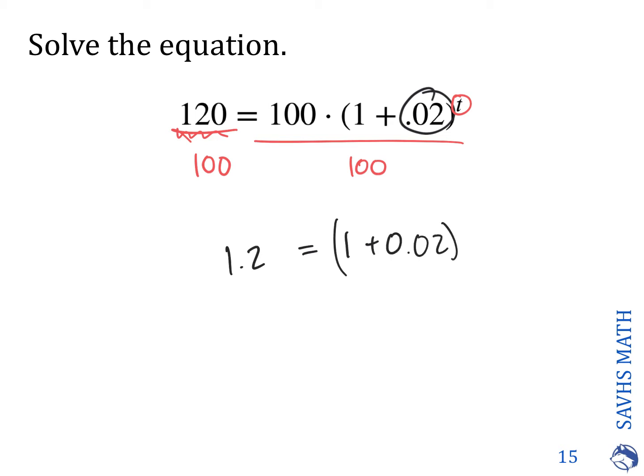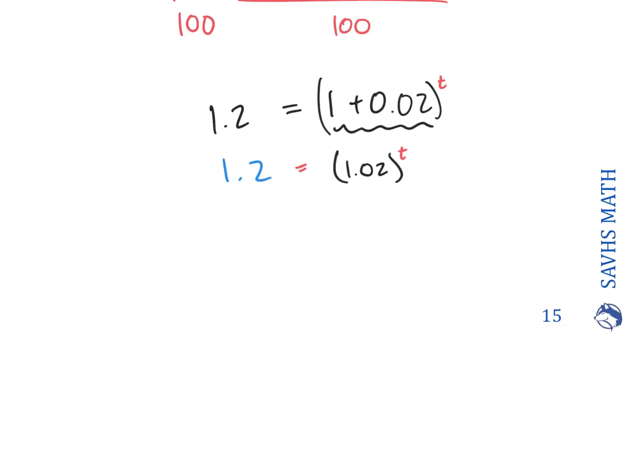and I'm going to get 1.2 equals 1 plus 0.02 to the t. I'm going to rewrite what this is, and I'm just going to write 1.02, because that's what I get when I add those. And 1.02 to the t still equals 1.2. Now I have color coded this so that I can rewrite with a log. So I'm going to write log base 1.02 of 1.2 equals t.